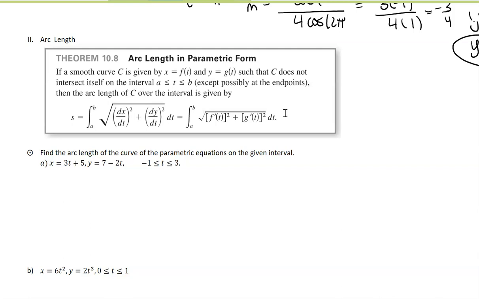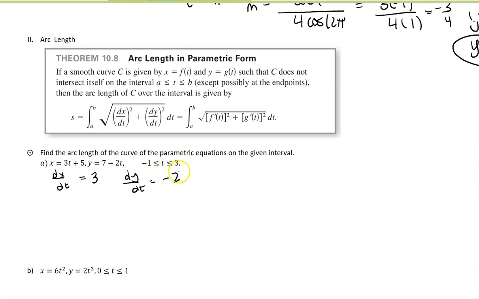And the same restrictions go as far as, this can get complicated or it can be really simple. It just kind of depends on the problem. So with this one, I've got x equals 3t plus 5. So dx over dt, or f prime of t, is going to be 3. dy over dt for the 7 minus 2t would be negative 2.